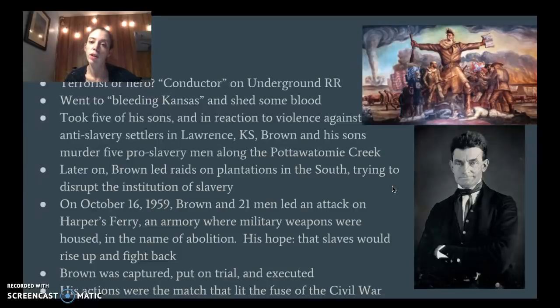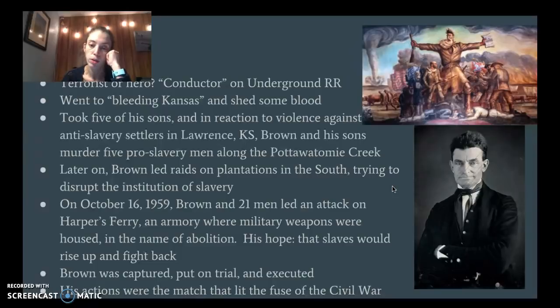Later on, Brown led some raids on plantations in the South, so he was trying to disrupt slavery throughout the South. And then when he decided that wasn't enough, he decided in 1859 that he was going to go ahead and raid Harper's Ferry, which was a major armory and held a lot of weapons. And he was going to fight for the cause of abolition and arm the slaves. That was his hope, that slaves would rise up and fight alongside him to free themselves.